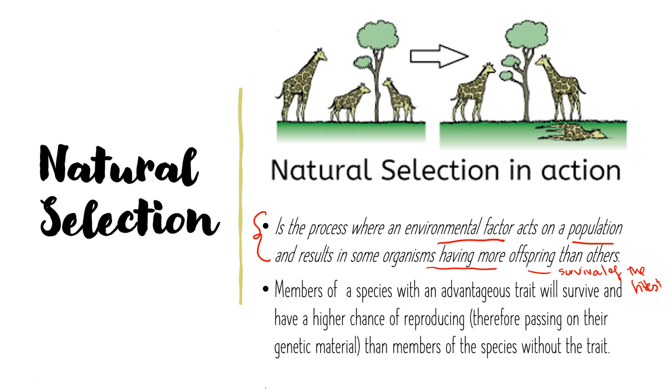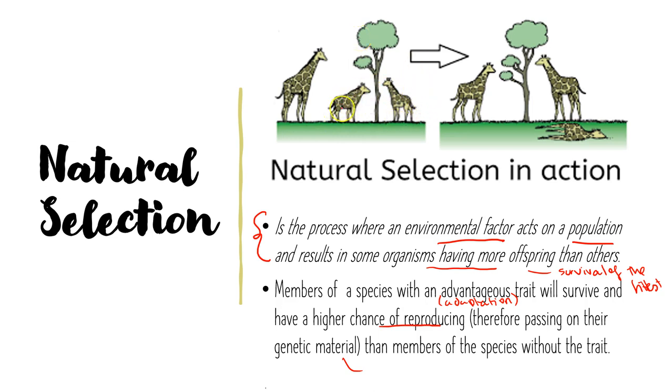So members of a species with an advantageous trait, okay, so a positive adaptation, will survive and have a higher chance of reproducing, passing on their genetic material, so changing the gene frequency over time of the population, than members of the species without that trait. And our little diagram up here indicates the idea of giraffes evolving a longer neck over time.